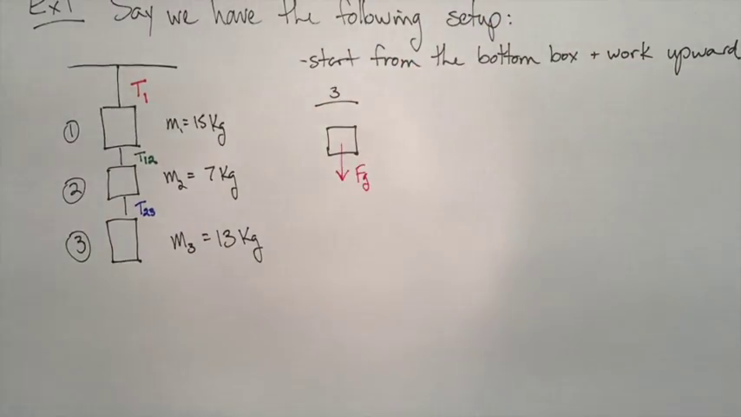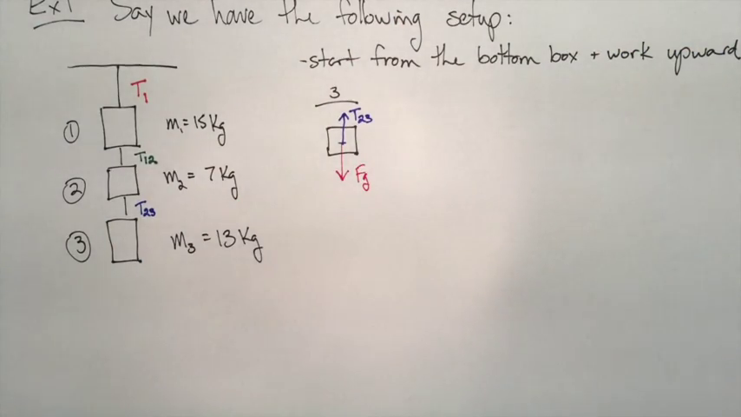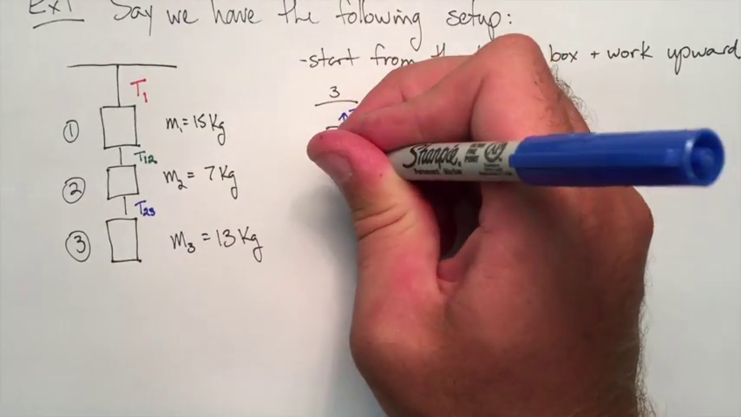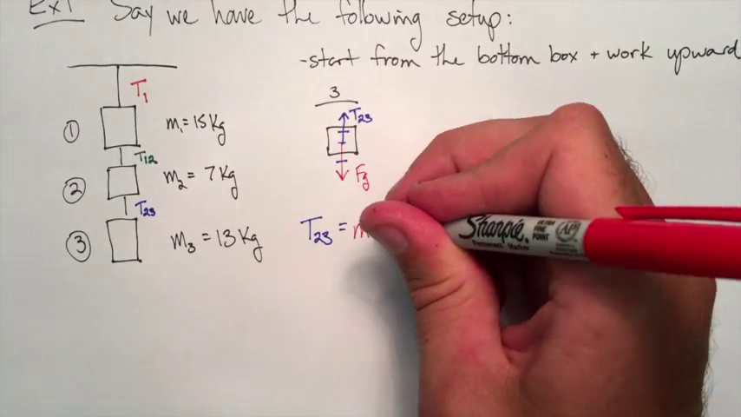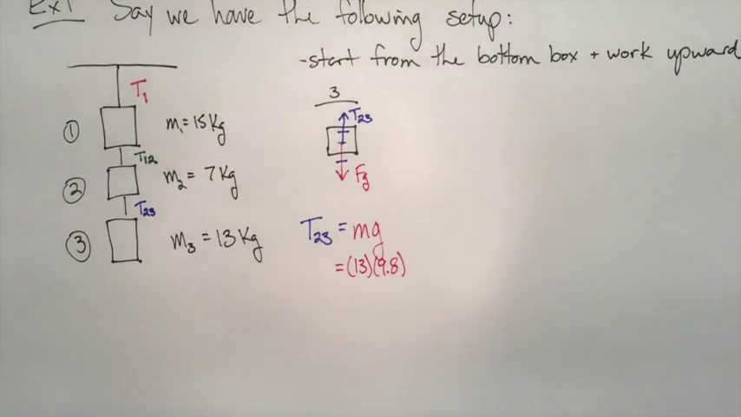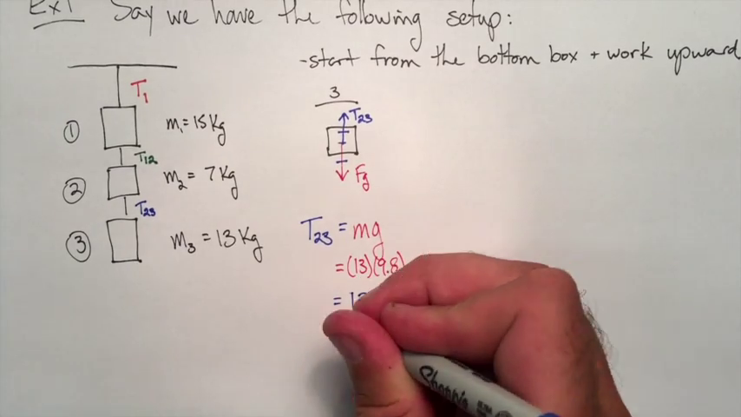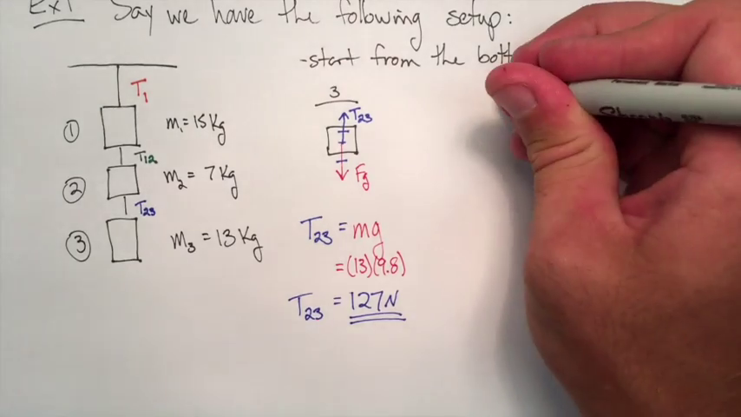Gravity's pulling it down, and then the tension between 2 and 3 is pulling it up. So we know the box isn't moving, so those forces have to be balanced. T23 is equal to mg. So let's put the numbers in. So here we get T23 is equal to 127 newtons.